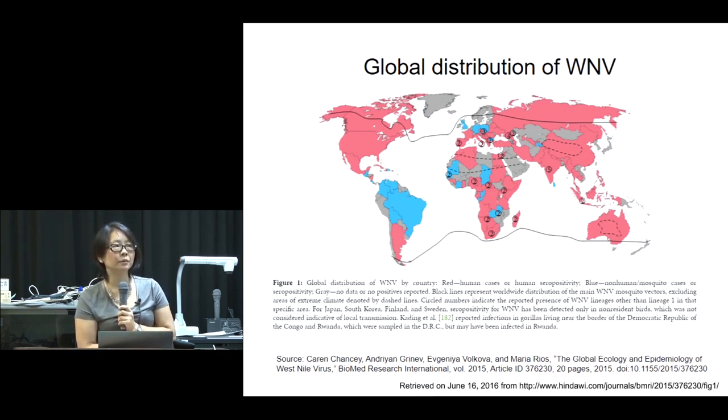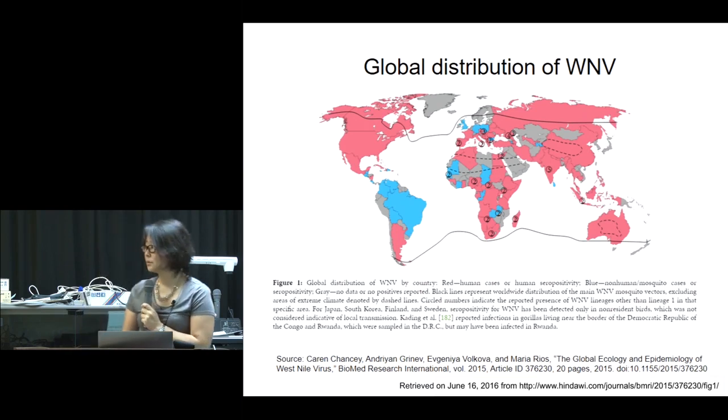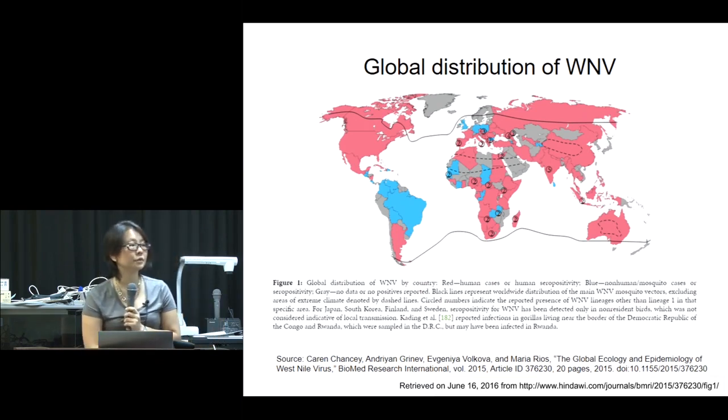The blue ones, the blue area is for mosquitoes. Mosquitoes positive to West Nile virus. Obviously, the gray one is where there is no information. So now you can see how it is really spread throughout the world. For Japan, South Korea, Finland, and Sweden, actually it says positivity for West Nile virus have been detected only in birds.